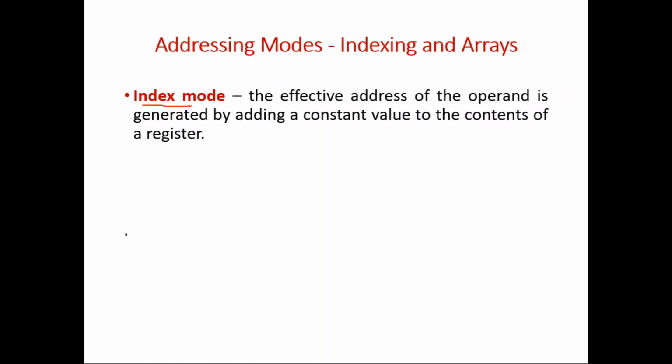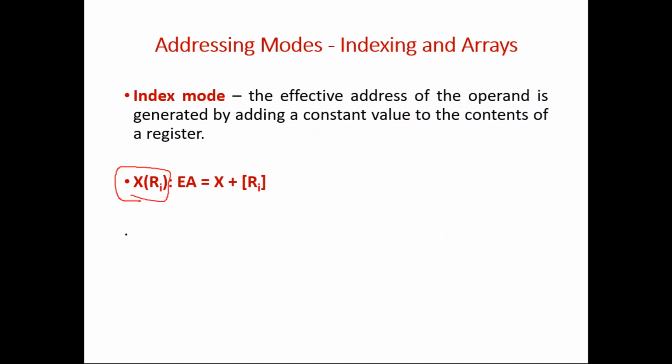Here the effective address of the operand is generated by adding a constant value to the content of the register. This is the definition. Here the effective address of the operand is calculated by adding a constant value with the content of a register. So let us try to understand that. This is an instruction.